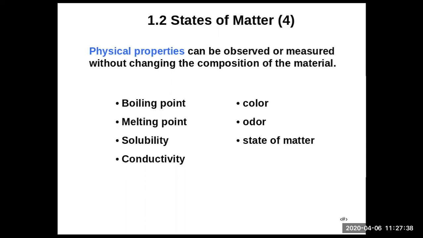Other examples of physical properties are the boiling point. The boiling point represents the temperature at which the liquid substance will turn into a gas. Because the liquid is not changed except for its state of matter going from liquid to gas, it's a physical property. We still have the same substance before and after the boiling point. Same thing with the melting point. When you're melting a substance, it's the same substance before and after. It's just the state of matter that is different.